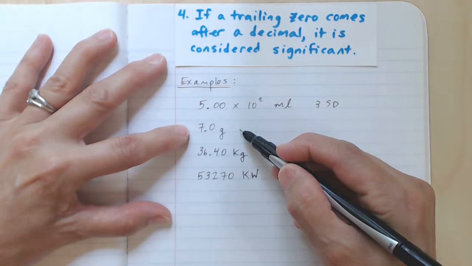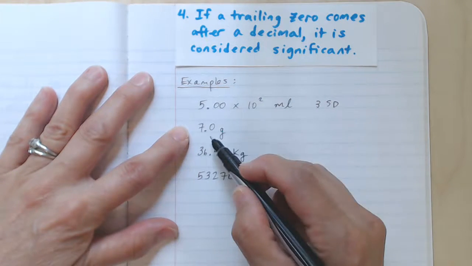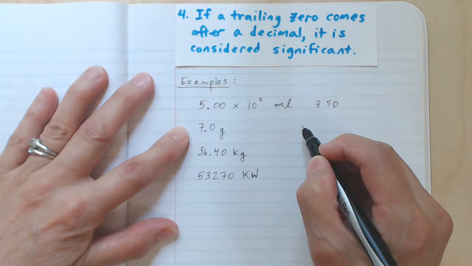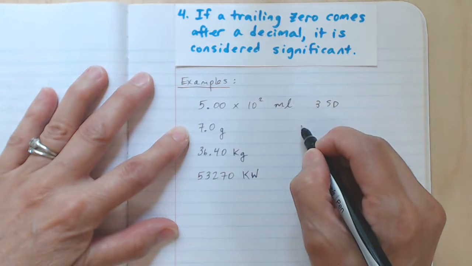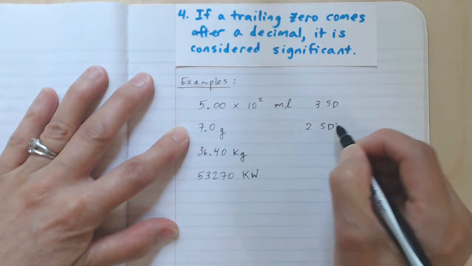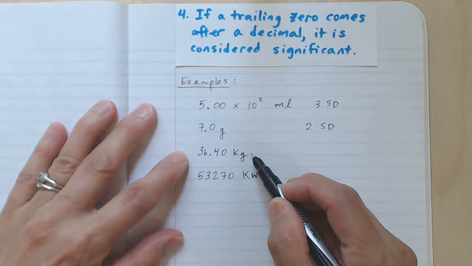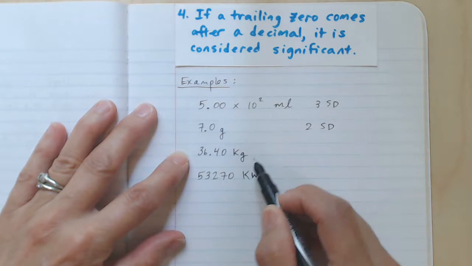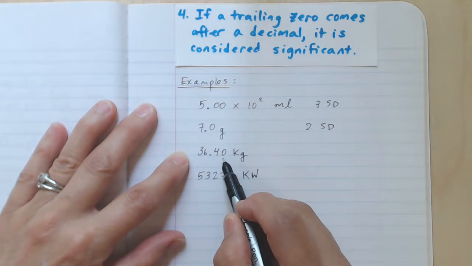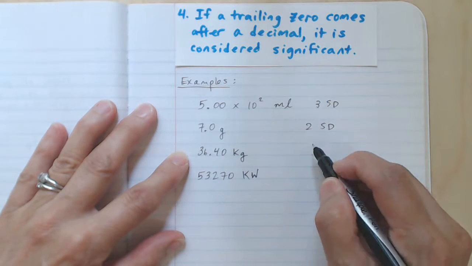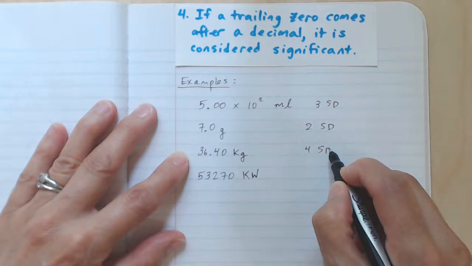In this example, 7.0 grams, the zero comes after a decimal, the trailing zero is after a decimal. That is a way of indicating that there are 2 significant digits in that measurement. In this third example, 36.40 kilograms, again, this zero, it's a trailing zero, but it comes after the decimal point, so that is a total of 4 significant digits.